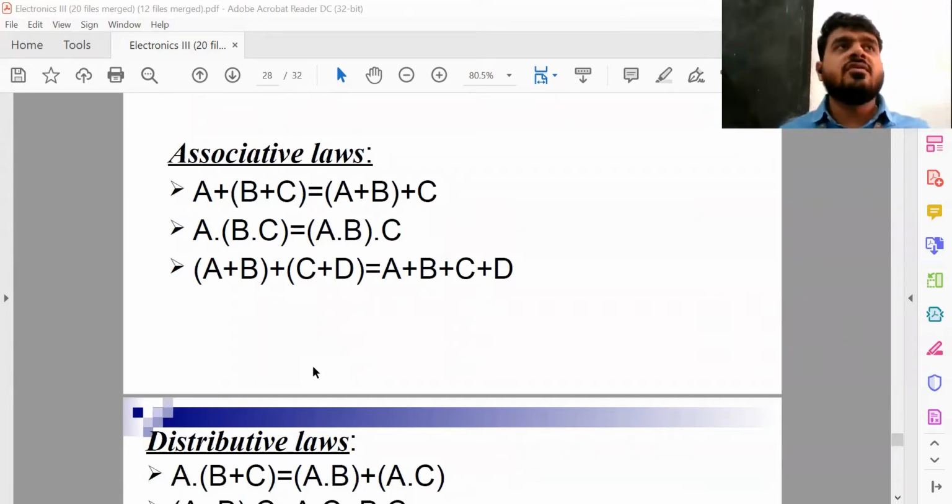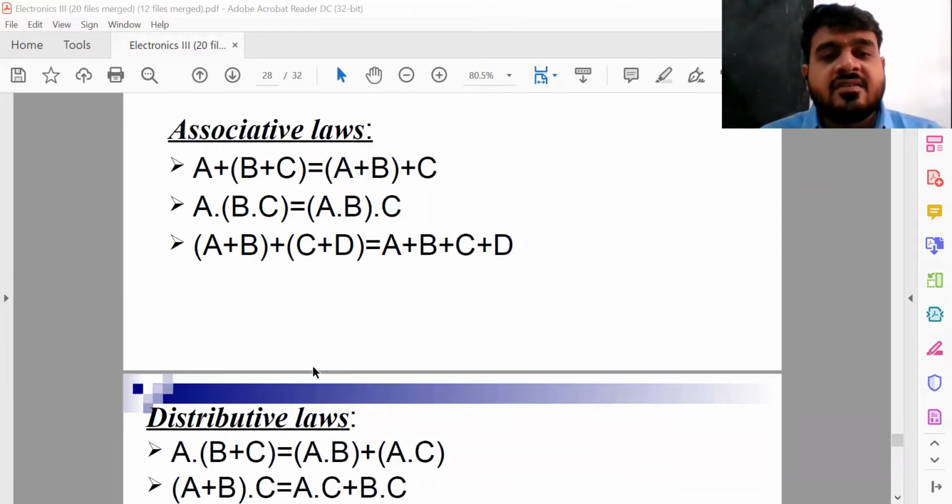Now the distributive law is: if I have one input and I want to distribute it separately, whether I'll get the same output. Yes.